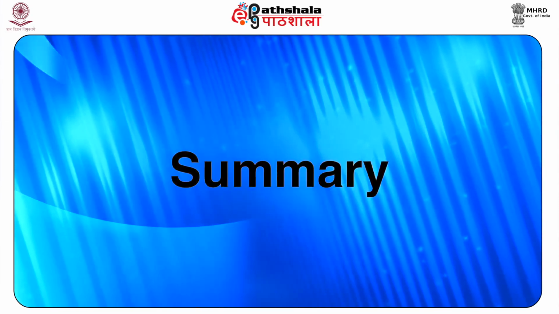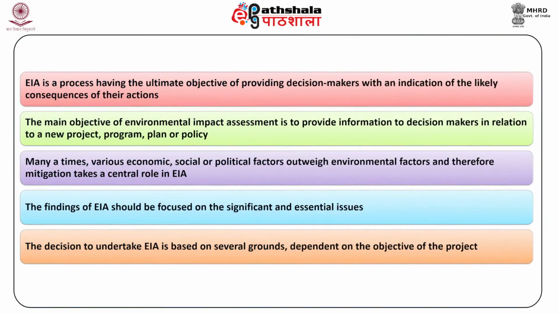Let us summarize what we have done today. EIA is a process having the ultimate objective of providing decision makers with an indication of the likely consequences of their actions. The main objective of environmental impact assessment is to provide information to decision makers in relation to a new project, a program plan or policy. Environmental impact assessment studies the potential impacts on the environment that the project is likely to cause.